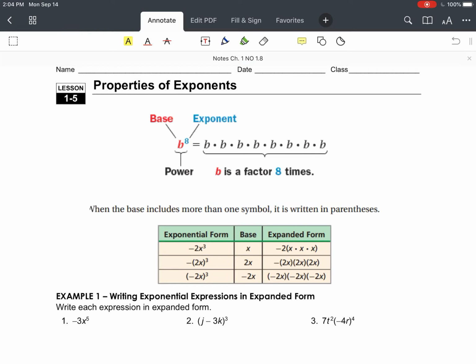So in general, we have this general format here where the base is always the big number, the exponent's the little number up in the right hand corner, and that tells you how many times you are multiplying the base. So in this case our base is b, our exponent is a, so we are taking b and multiplying b by itself 8 times. So that's a basic exponent of repeated multiplication.